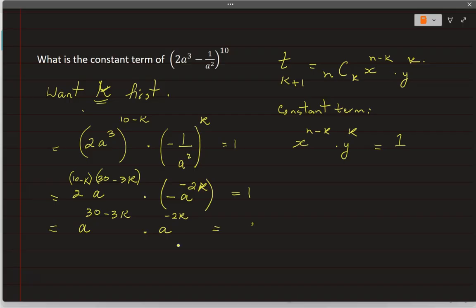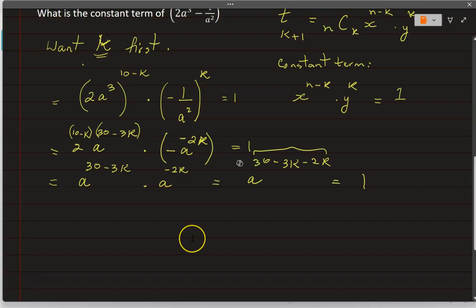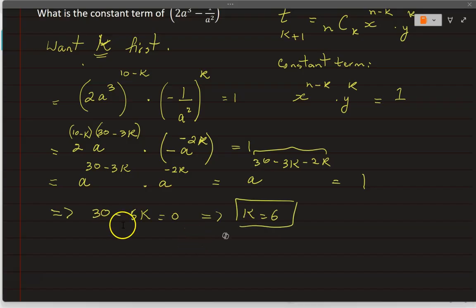You get a to the 30 minus 3k minus 2k. That's equal to 1. That means the top here, you set that equal to 0. That's what you have to do. And to do that, you will get 30 minus 5k equal to 0, right? Because we want a to the exponent of 0. That power has to be 0. And then the entire thing should be 1. And then k should be 6 when you do the math.